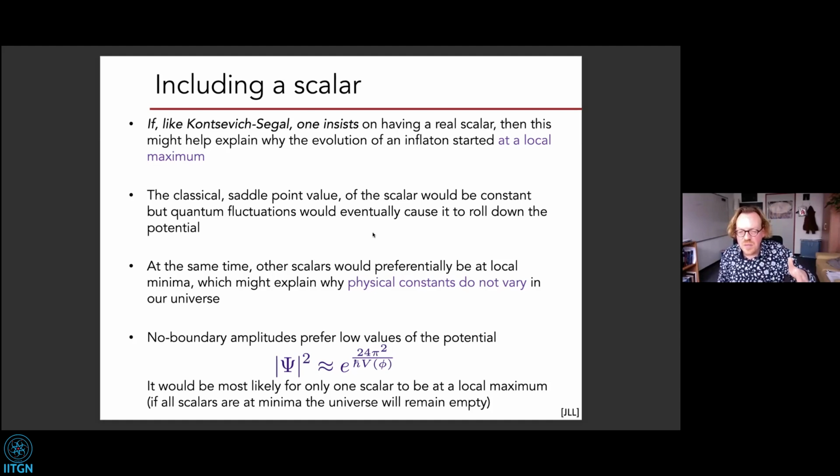And for the ones which sit at local minima, the expectation values of all physical constants in string theory are given by expectation values of scalar fields. And if these sit at minima, then this would explain why the constants are truly constant. Because in string theory, this is not clear. Why do we observe physical constants to be truly constant in our universe? They could, in principle, be evolving because they are given by the expectation values of scalars. So it seems that this criterion could have interesting consequences, which would make the no boundary proposal compatible with observations.